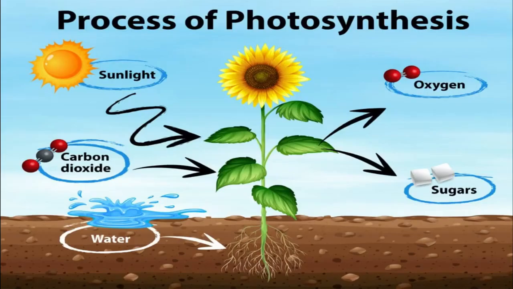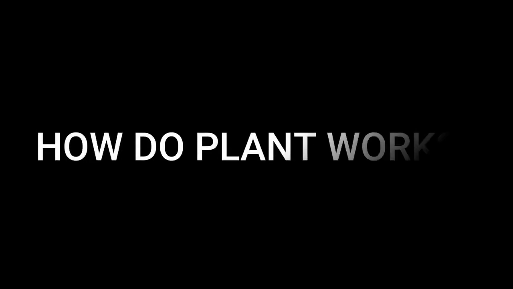Plants are multicellular organisms in the plant kingdom. Plants use photosynthesis to make their own food. They produce most of the world's oxygen and are important in the food chain, as many organisms eat plants. Students, here the next question arises: how do plants work?